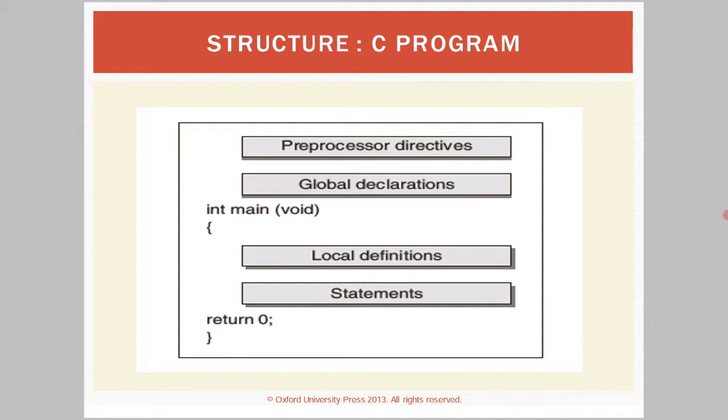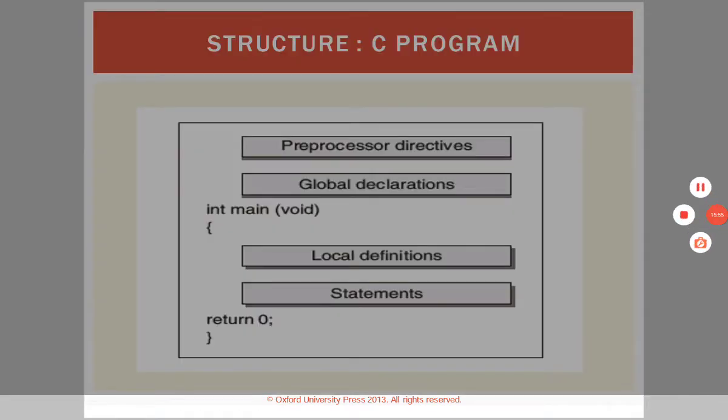This is the structure of a C program. So what is the structure of a C program? C programs have some specific structure. The first step is pre-processor directives. Second is global declarations. Next is int main, within brackets void, bracket open, local variables or local definitions. Next is statements. Next is return 0. Next, bracket close.